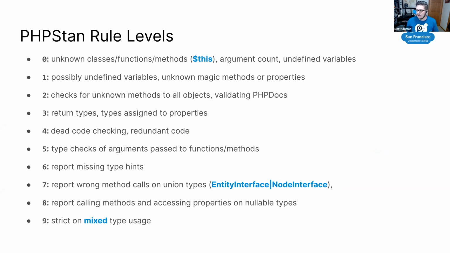So starting at level 0, and then there's level 2. Level 2 does checks for unknown methods on all objects and actually validates your PHP docs. So that's a good starting point as well. I usually start at level 5 for my new projects, and that gets all the way to finding redundant code and does type checks of arguments, making sure that I'm not passing a string to something that expects an integer, or passing null to something that doesn't accept null. I start at 5, but I have all my projects actually at level 9 when I work on them. So all of my custom code for Drupal passes at level 9 with PHPStan.